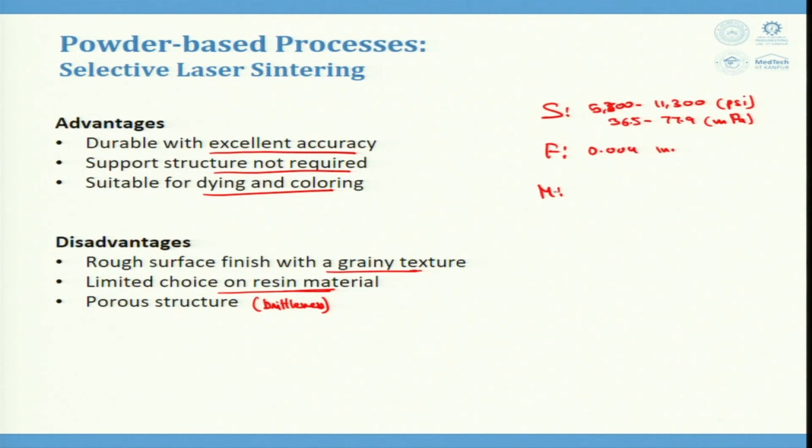Example materials could be nylon, that is a flexible material, and TPU can also be one of the materials. TPU I also mentioned in the previous lecture. TPU is a flexible material that helps you to get something close to rubber, where the full form is thermoplastic polyurethane.